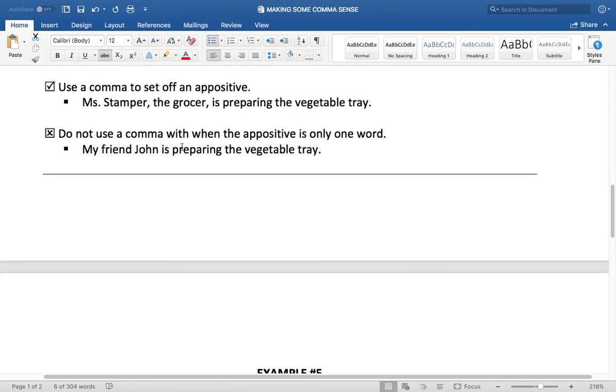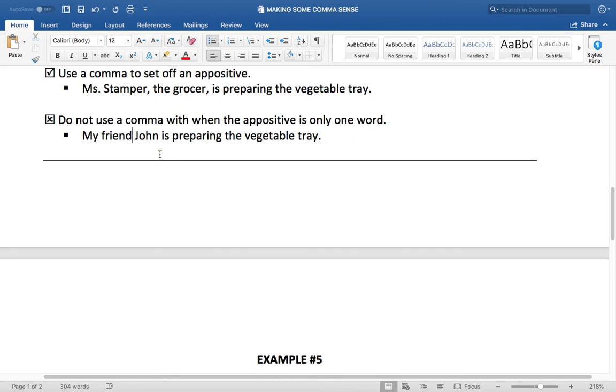However, you don't want to use a comma when the appositive is only one word. So in this case, "my friend John is preparing the vegetable tray." You don't do this because the appositive here is only one word. "John" is renaming "my friend." That does make sense. But we don't set it off with commas because it's just one word.